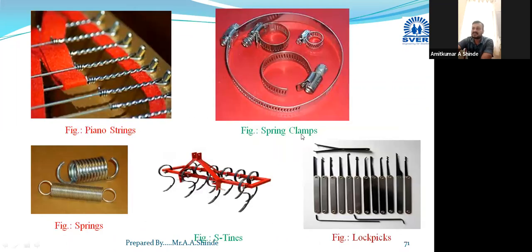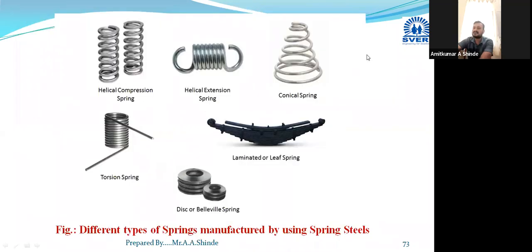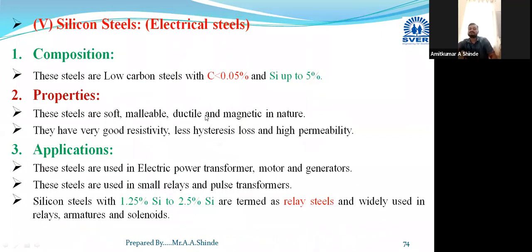Piano strings, spring clamps, different kinds of springs. It may be all spring types I have highlighted in the last slide. So yes, tines are there, lock picks are there, kukri, suspension spring, binder clips, shims used for measurement, landing gear of aircraft, and these types of springs. These are manufactured with the help of spring steels. So after this, the next type is the silicon steel.